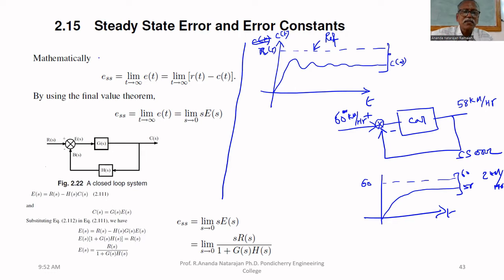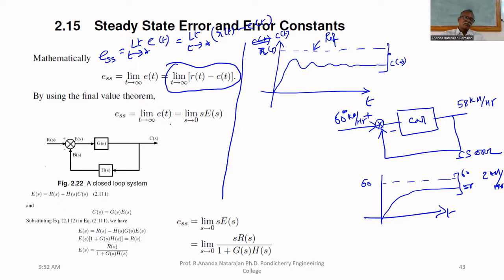What is steady state error? Steady state error, ESS, or we can say limit t tends to infinity, because after a long time, E of t equals limit t tends to infinity, R of t minus C of t. The difference between reference and output after a long time is called steady state error.